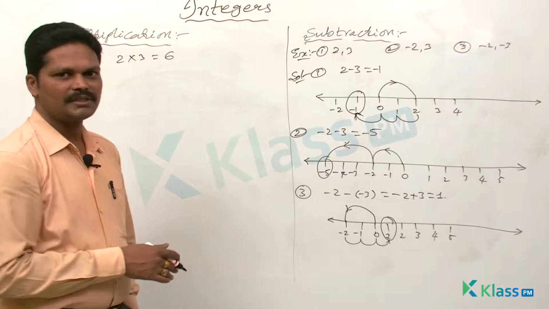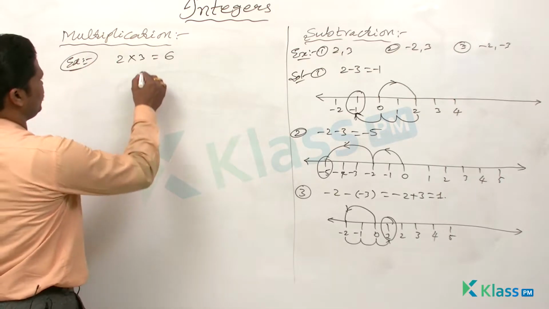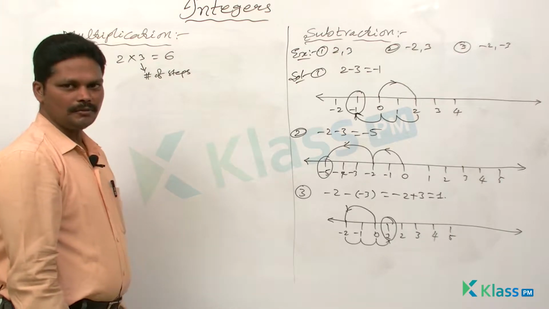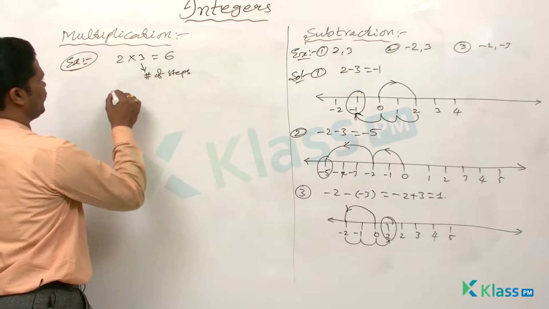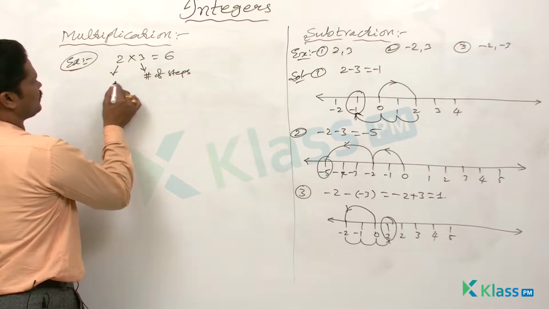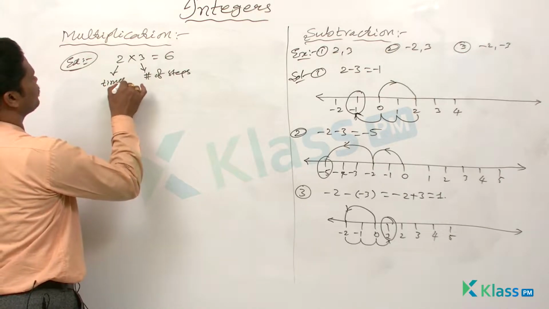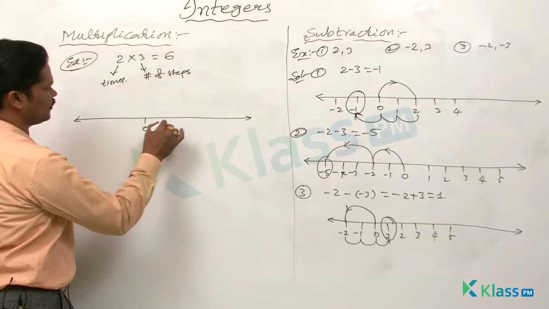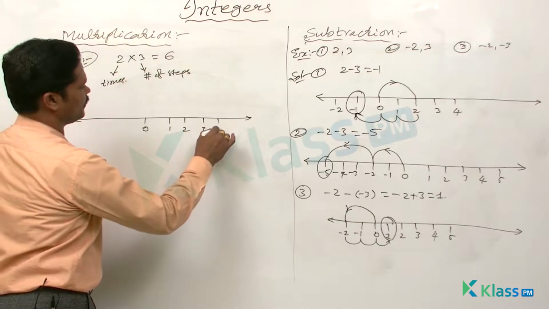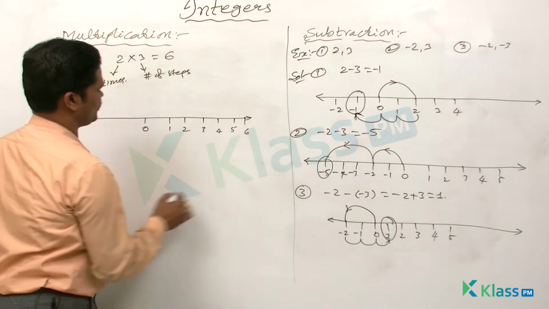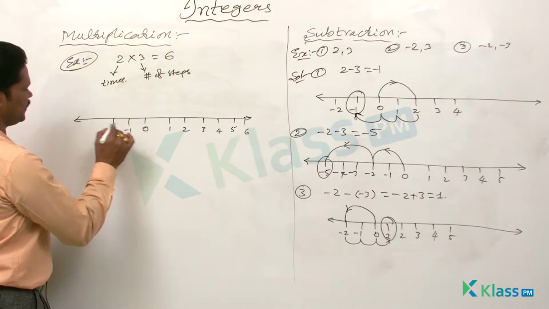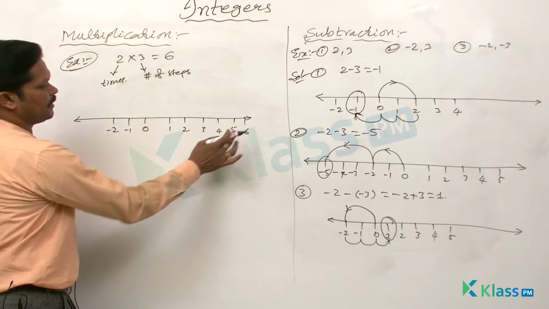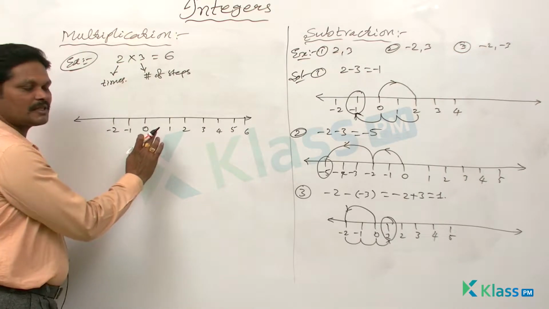Coming to multiplication, how should we get it? Here, the number of steps each and every time, how many steps we need to move, it represents. And this one is how many times we are moving. See, I am taking 0, 1, 2, 3, 4, 5, 6 and minus 1, minus 2. I want to move 2 times only to get the 6. How many steps are we having?